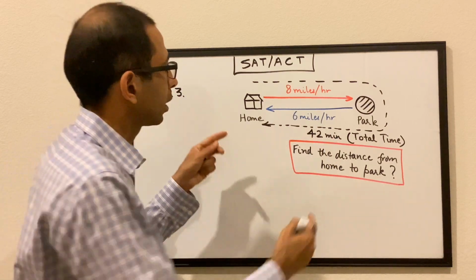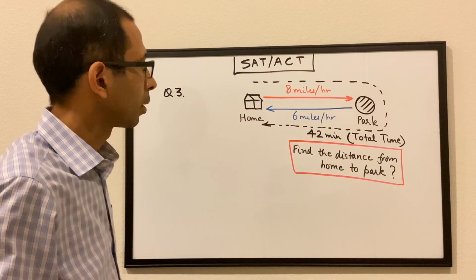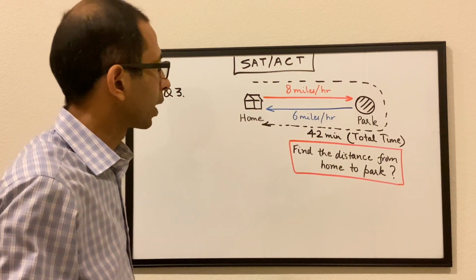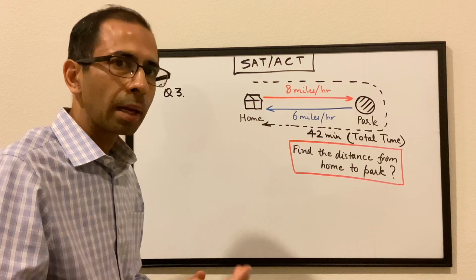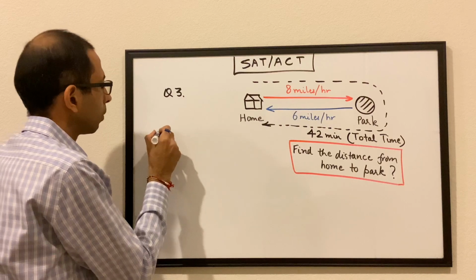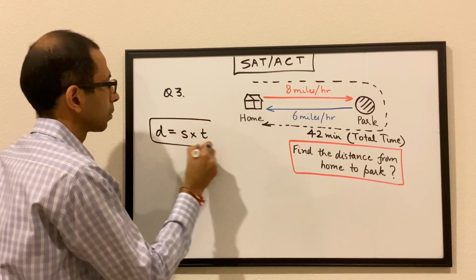And we have to find the distance between the home and the park. So that's the situation here. Now, to get started, we should obviously know the relation between the distance, time, and speed, and we know that distance is equal to speed times time, correct?